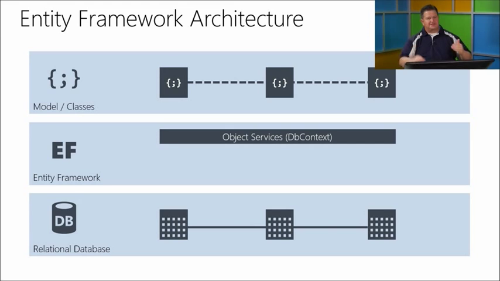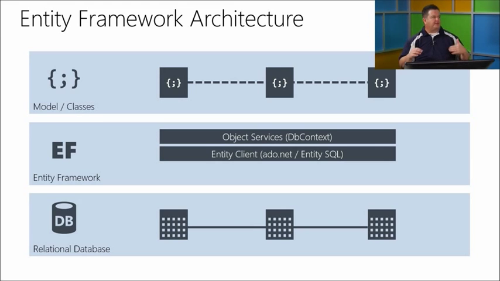Object services, though, sits on top of another layer called the entity client. And this is, in fact, an abstraction of ADO.NET. There's a connection, a data reader, a command, and all that kind of stuff that are specific to Entity Framework and are really almost a proxy for the underlying provider. And there's, in fact, even a querying language. There's Entity SQL that you can use. That's a SQL-like language that you can use against the entities down there at the entity client layer.